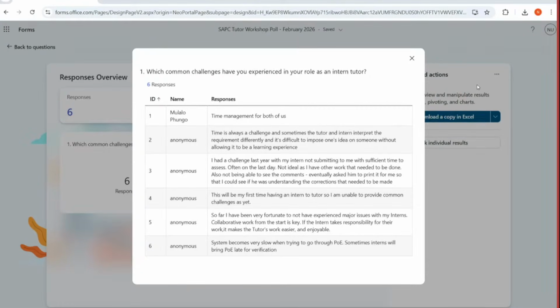So far we have received responses from 6 tutors. Thank you so much for responding, and we encourage other tutors to do the same. I can see time management, or time, is always a challenge. Also a different interpretation of the requirements. We hope this workshop has clarified some of the things.